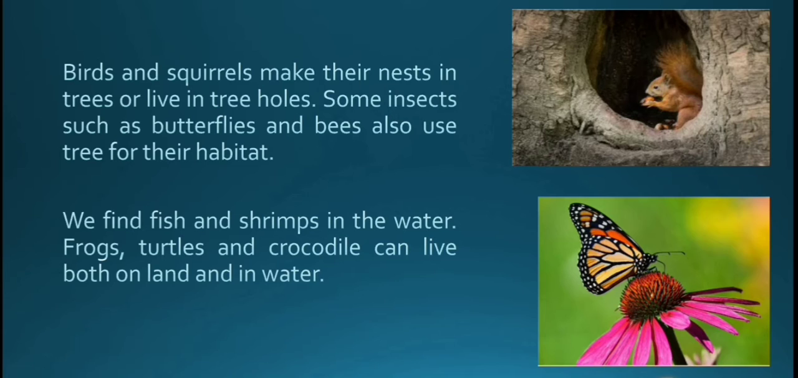We find fish and shrimps in water. Frogs, turtle and crocodile can live both on land and in water. So some animals they live in the water, some animals they live on the soil, but there are some animals they live in both water and also land. They are frogs, turtles and crocodile.